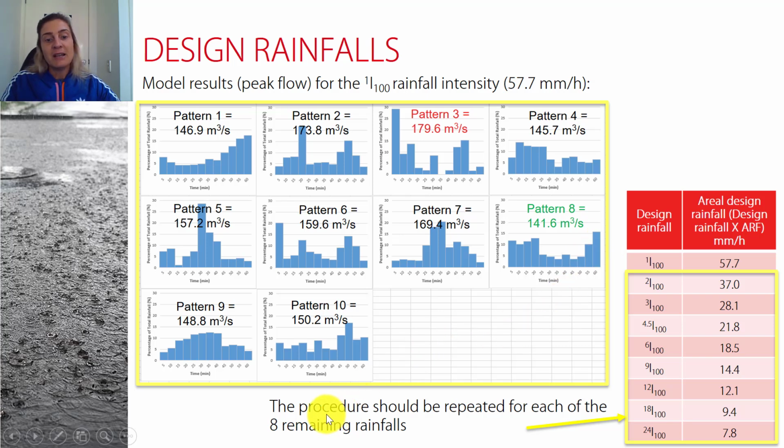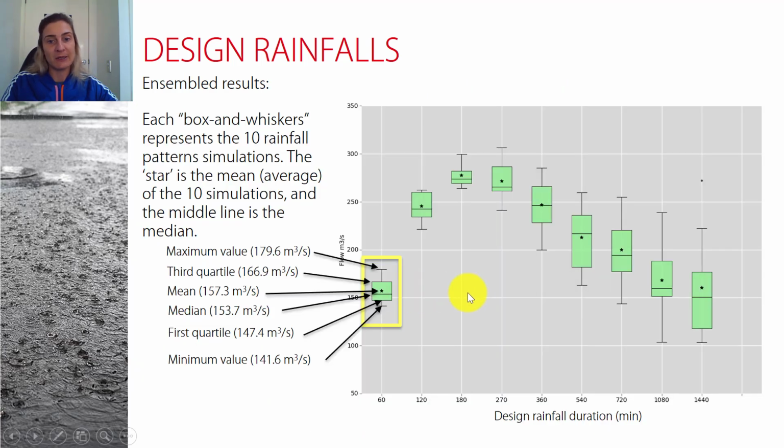Now, this procedure needs to be repeated for all the other rainfall durations, the simulation of 10 rainfall patterns. Then it's customary to plot the discharges on the y-axis against the design rainfall durations. Now here is a box and whiskers plot, which represents the results of the simulations from the 10 rainfall patterns. So each of these represents 10 simulations.